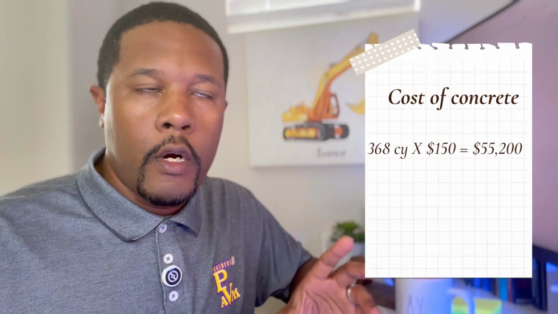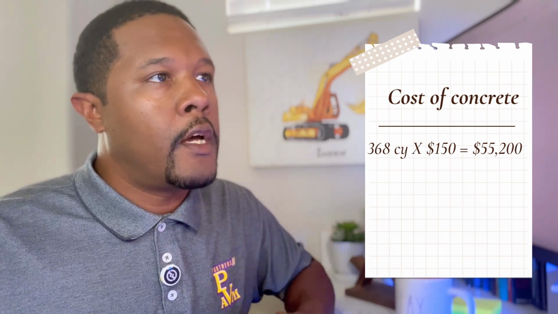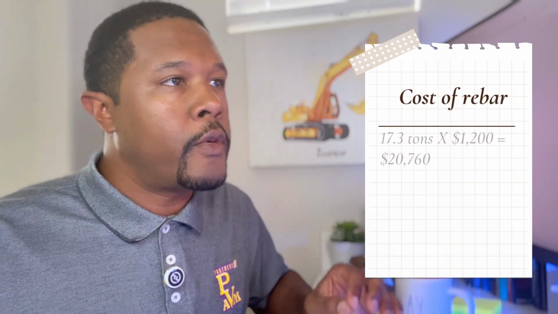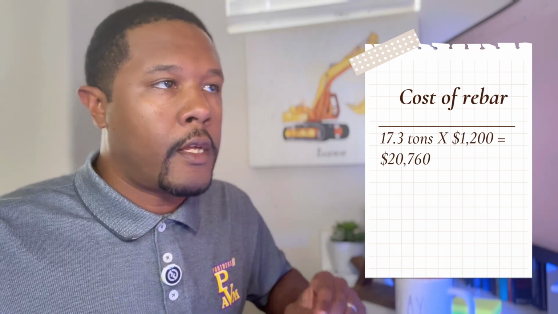So now we price materials, and this is where the local market really matters for pricing. So concrete, that's going to come in at around $150 per cubic yard. So we took our 368 cubic yards times 150. That's $55,200. So this isn't cheap stuff. Next, we've got our rebar. We said 17.3 tons. We're going to price that at around $1,200 per ton. That comes out to $20,760.